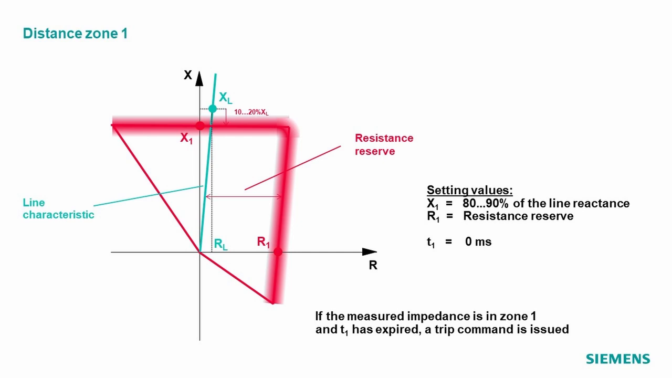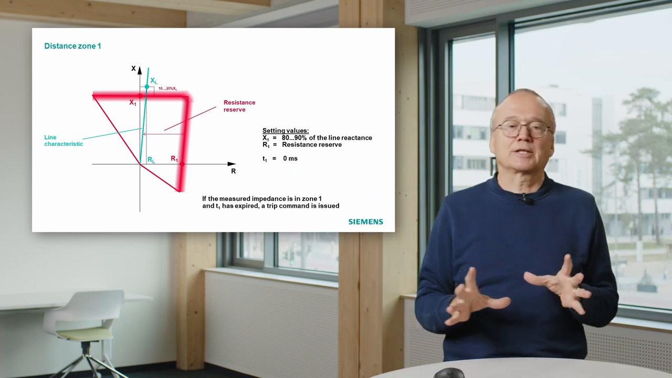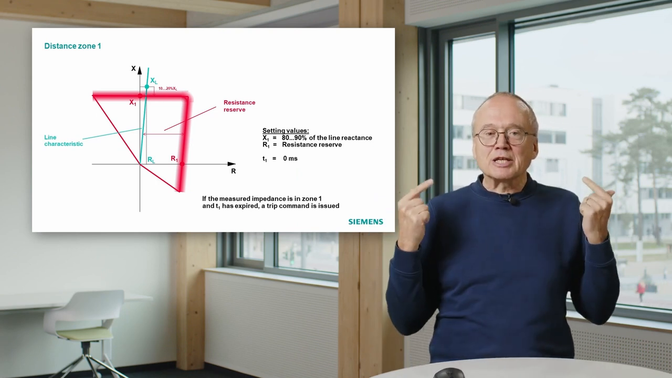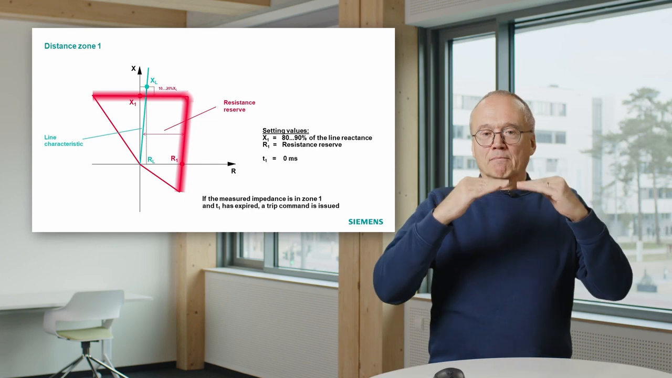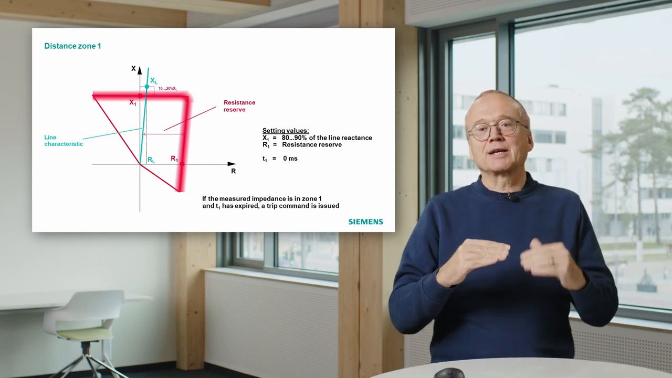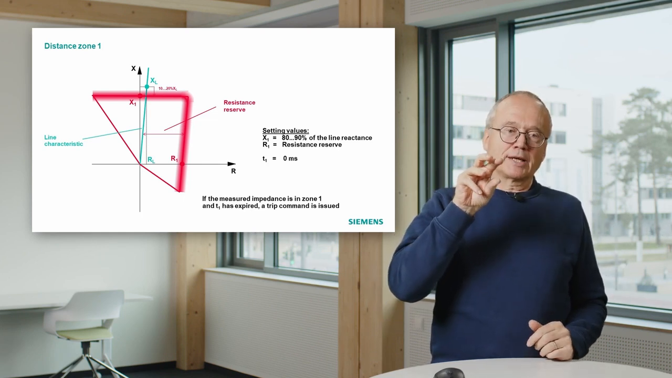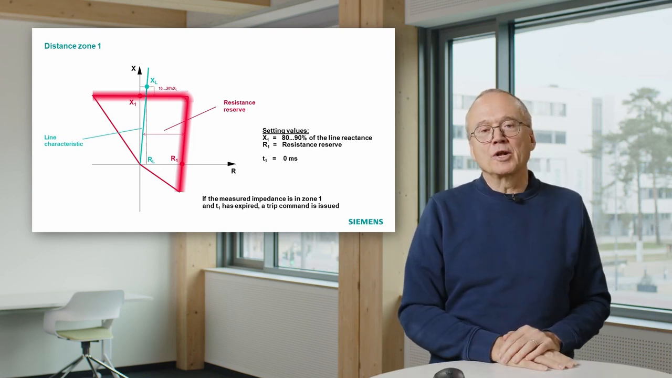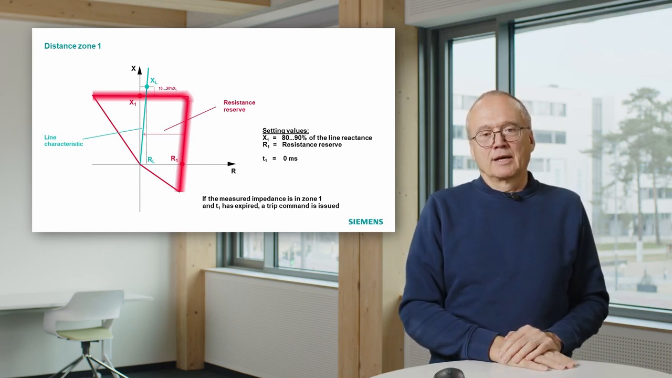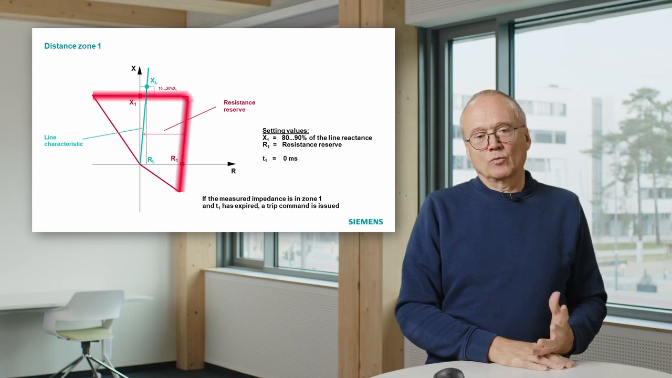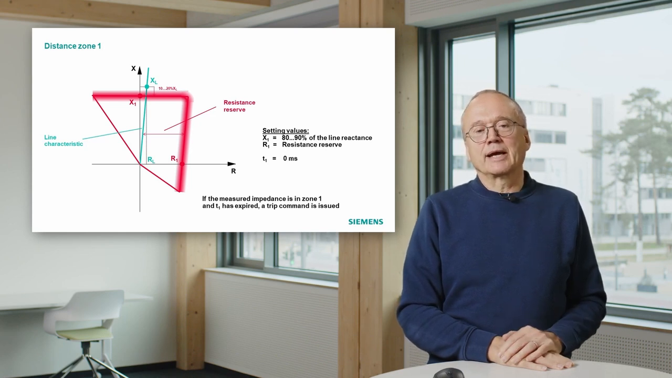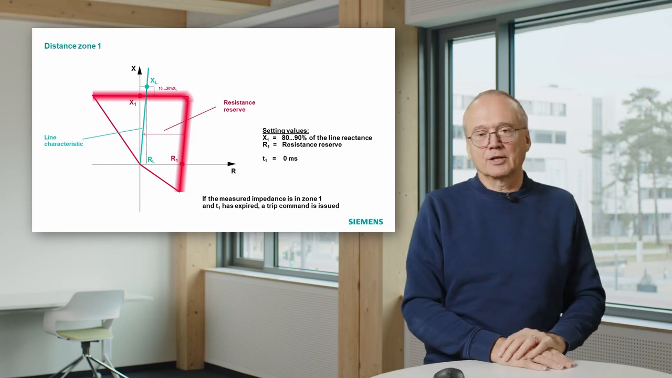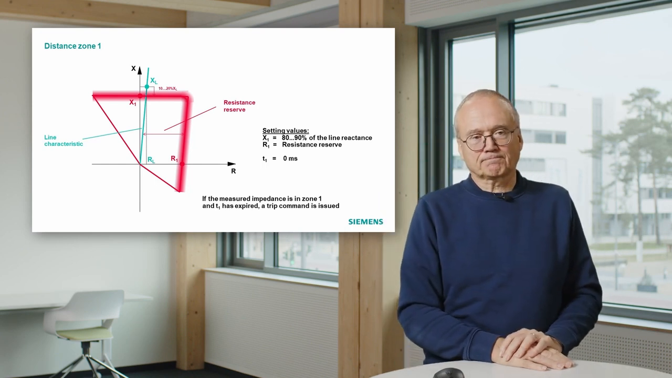You avoid wrong trips with this setting, and this is a standard way of setting distance relays. But we must keep in mind, by using these settings, we have a problem that short circuits near the end of the lines will not be seen by the relay and will not be tripped fast. That means we also have to find a solution for that.